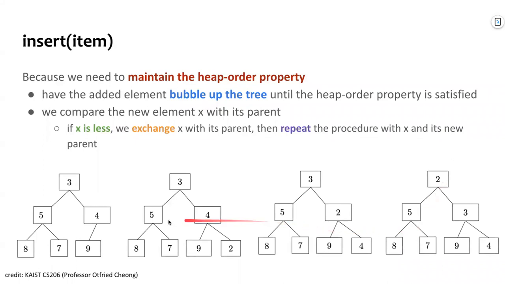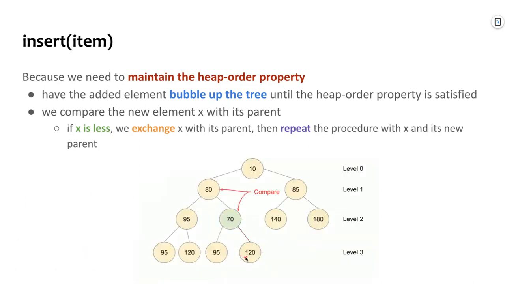And because before we add this new node 2, the heap order property was satisfied throughout all the nodes, if we just make sure that the new item keeps the heap order property, then all the other nodes will follow the heap order property. So we don't have to worry about other nodes. We only need to care about this new node.